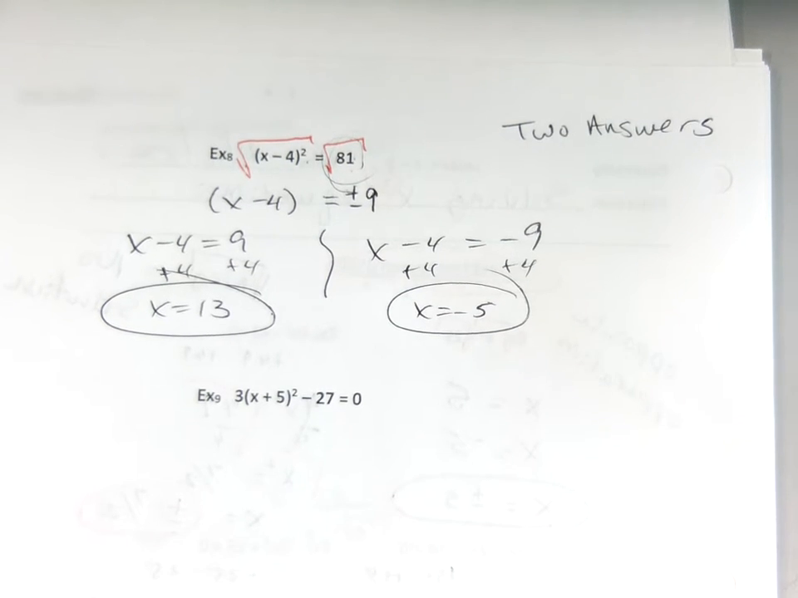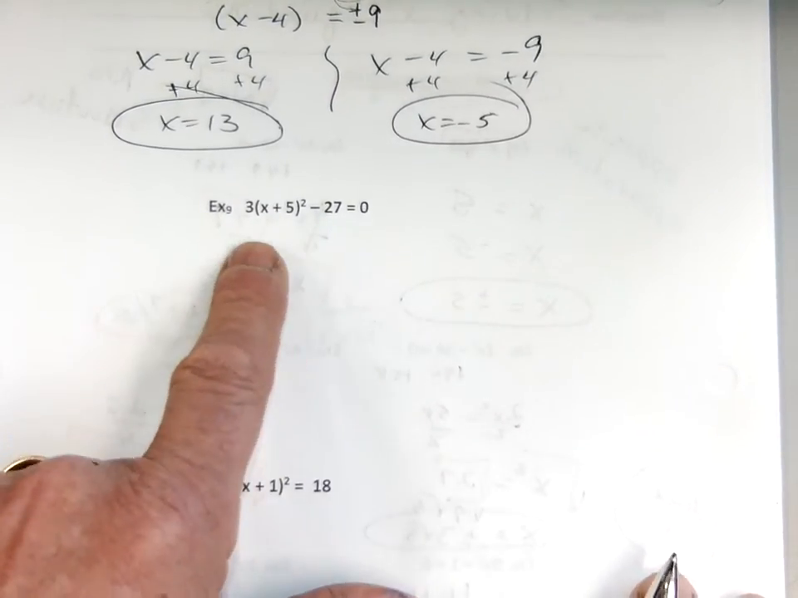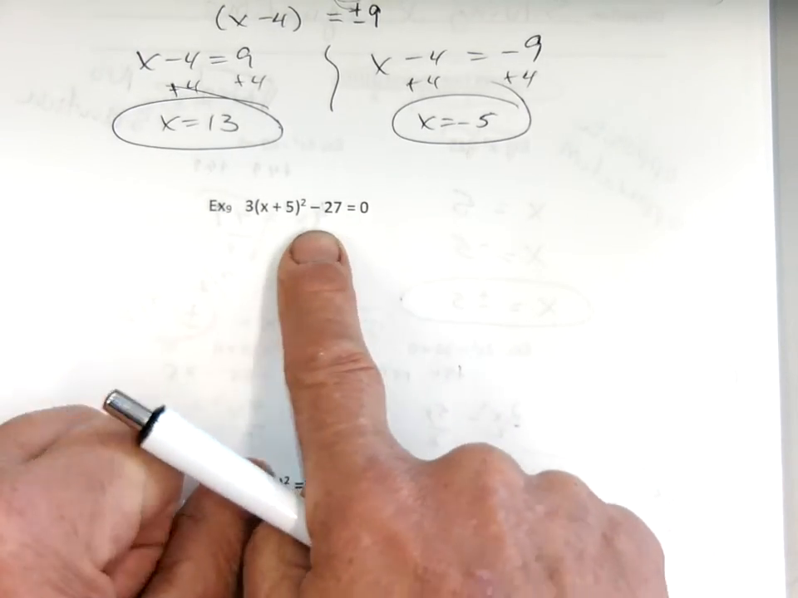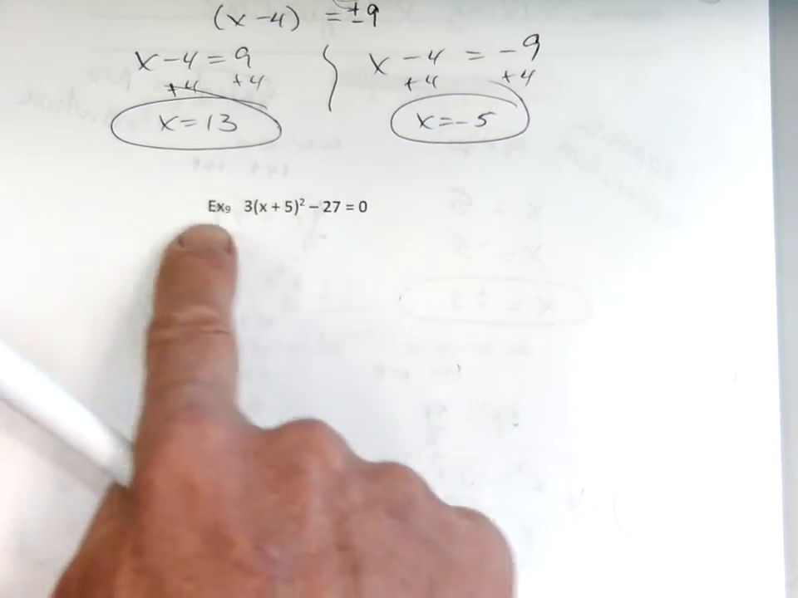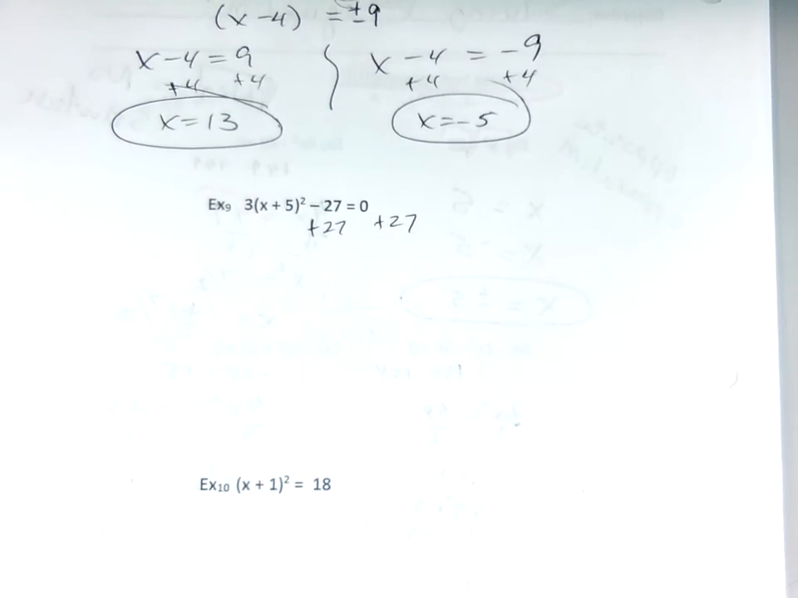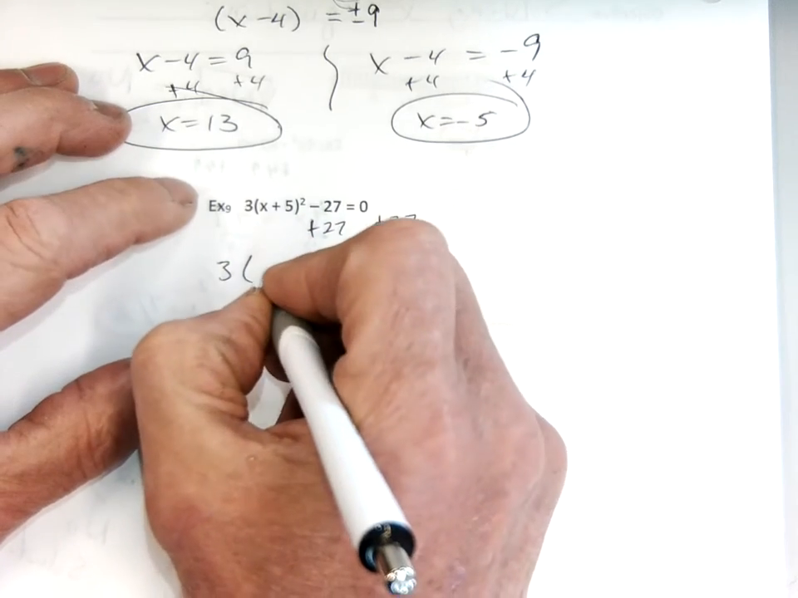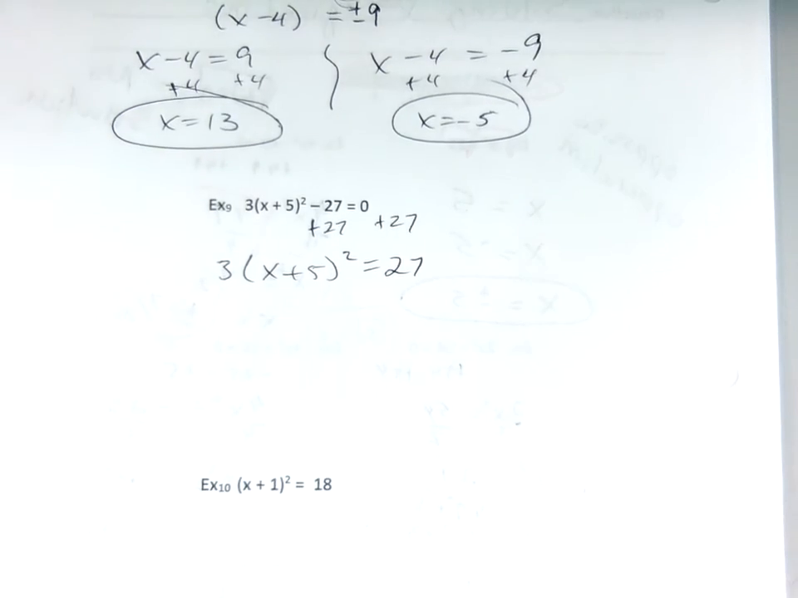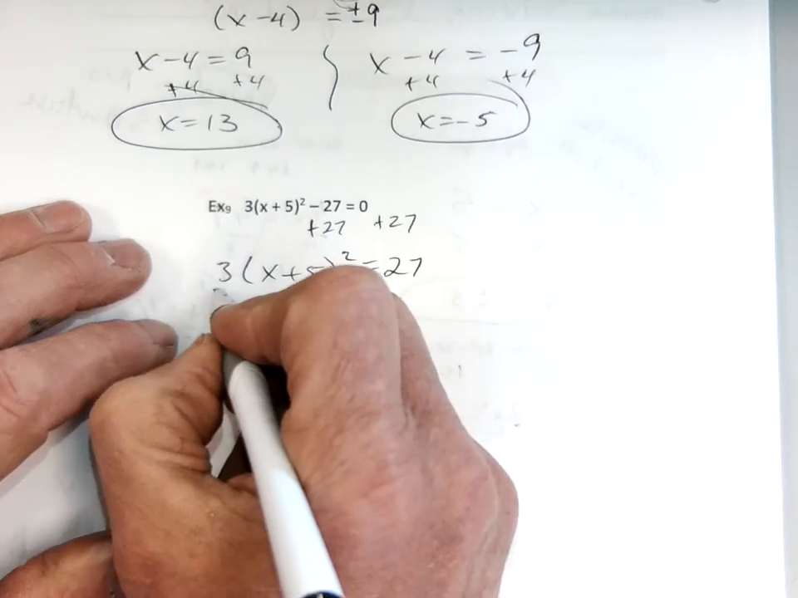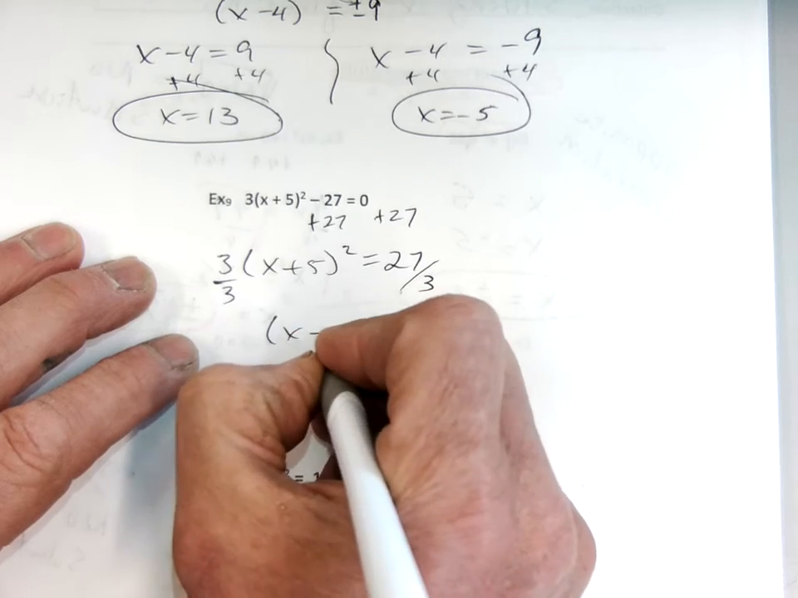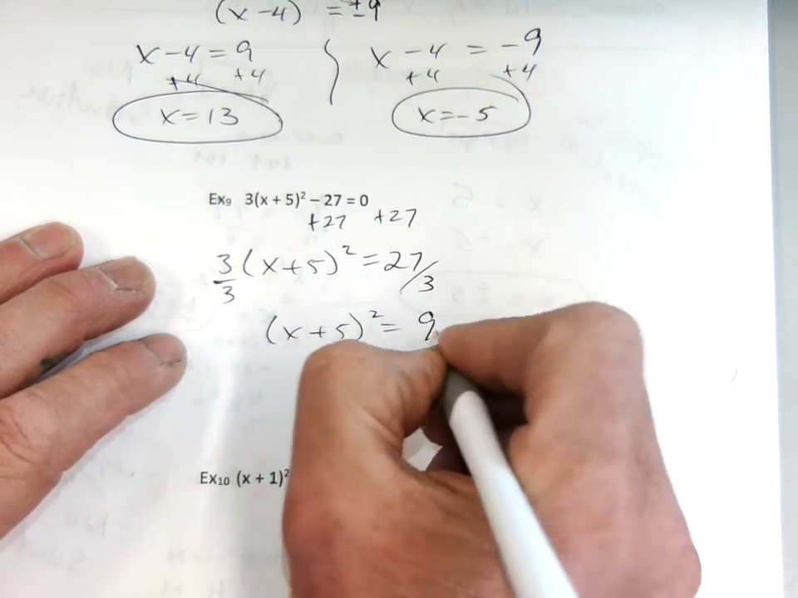All right, example 9. We're getting close to the end. I got all these numbers. Oh, it's a mess. I want to clean up this mess. I've got a bunch of extra numbers. Let's try and get rid of some of these numbers. The first thing I'll do is go plus 27 because that'll get rid of that first. So I have 3 times the quantity x plus 5 squared equals 27. I'll divide by 3, getting rid of all my extra numbers. I'll have x plus 5, quantity squared equals 9.